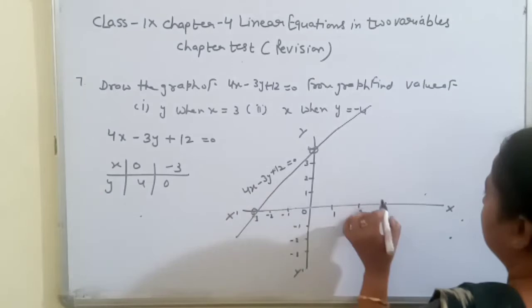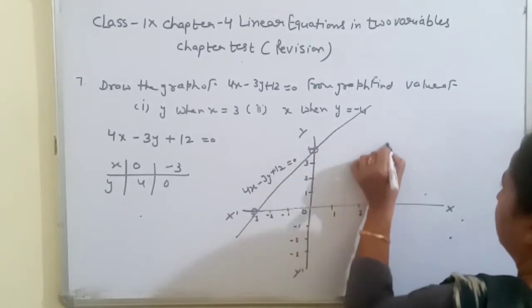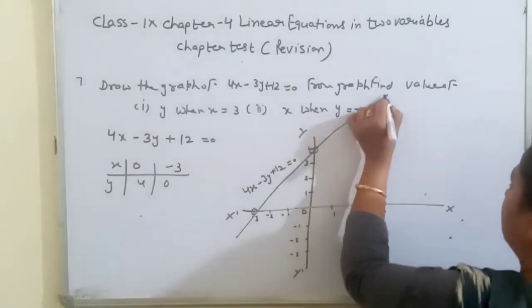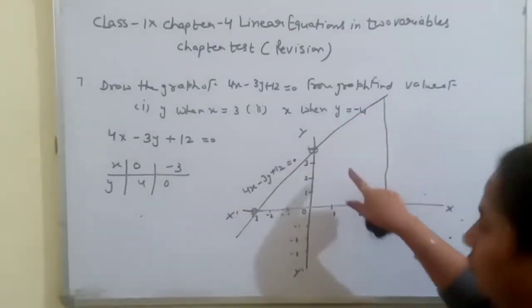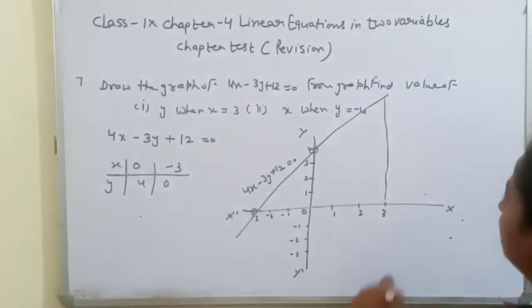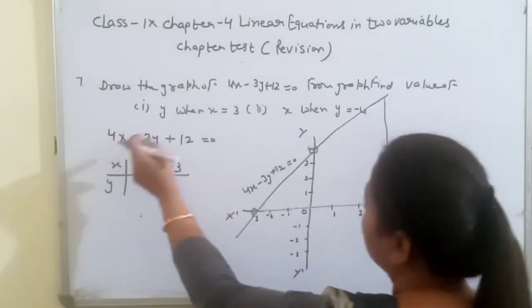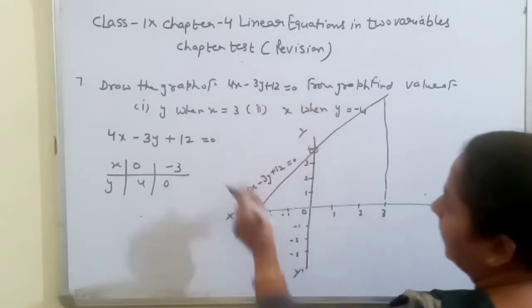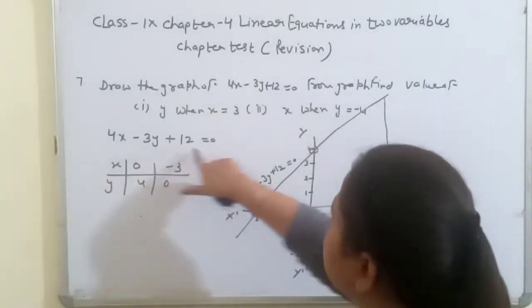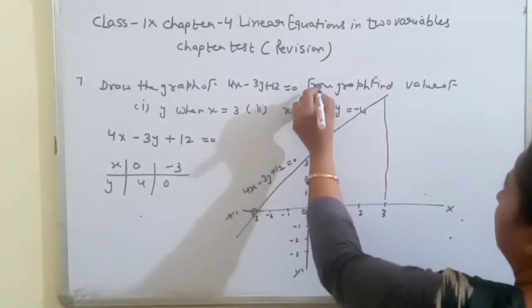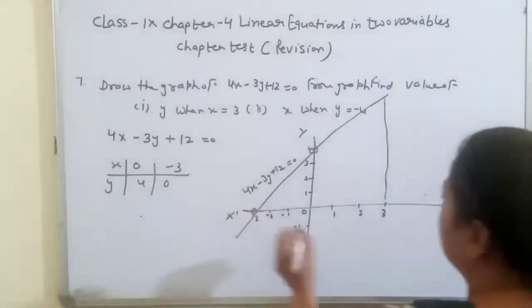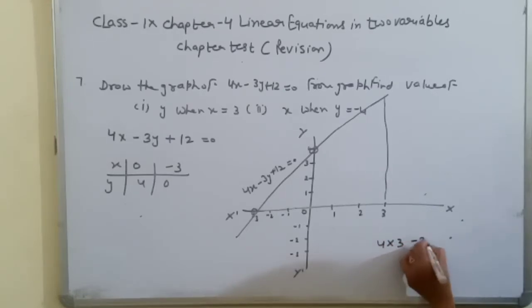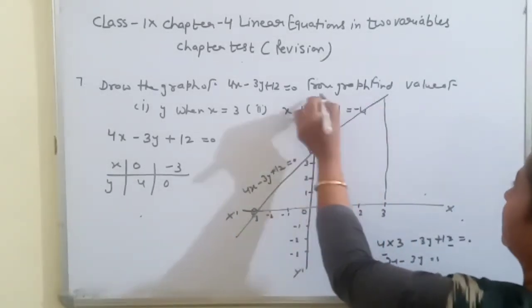When x is 3, again I am repeating, beta, when you have to draw this graph on the graph sheet. When we draw x is 3, the value for y is, you can see here, 4 into 3 minus 3y plus 12 equal to 0. 12 plus 24 minus 3y. It will meet y at 8.